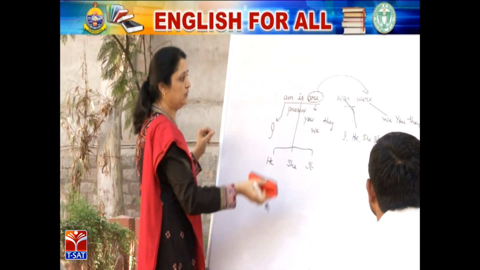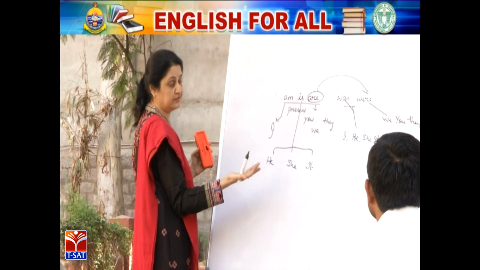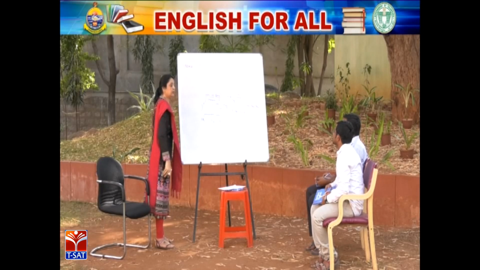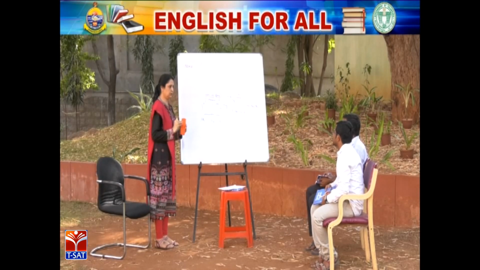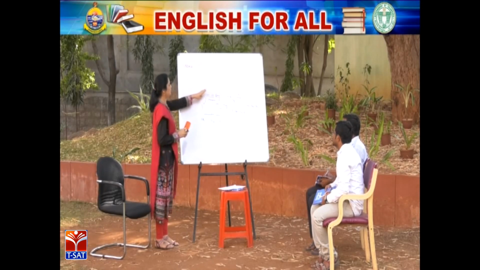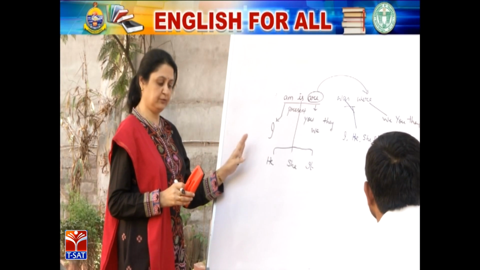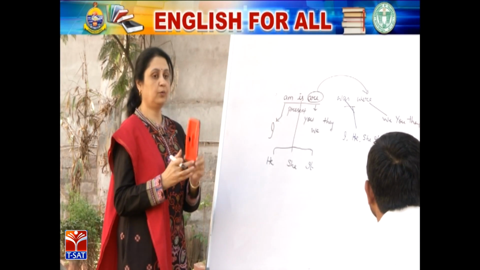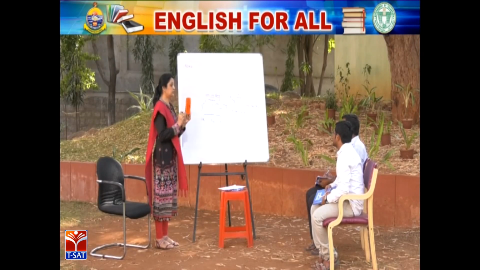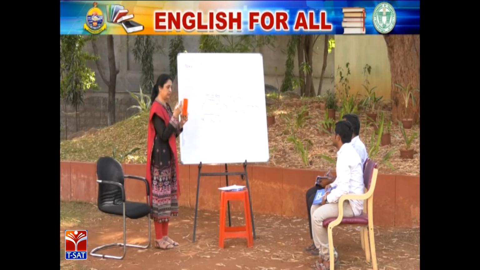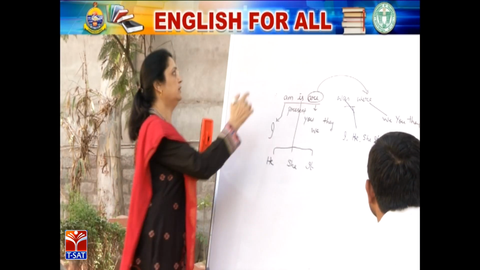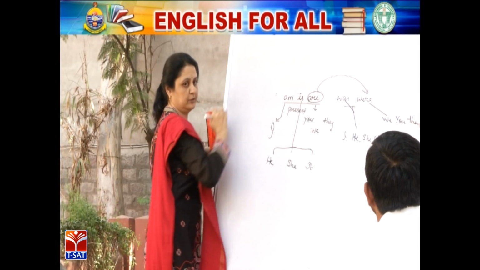So then where do we make use of this am, is, are, was and were? When you want to take a name of anything, we have to use this be form, or this am, is, are. What is this? This is a duster. So we are taking the name of the duster and then we are saying is a duster.